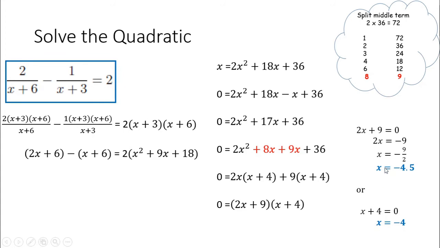You can go ahead and check them by substituting them into the equation. So 2 over negative 4.5 plus 6 minus 1 over negative 4.5 plus 3 should equal 2. Or I try with the second answer. So if x is negative 4, I'll do 2 over negative 4 plus 6 minus 1 over negative 4 plus 3. That should also equal 2.